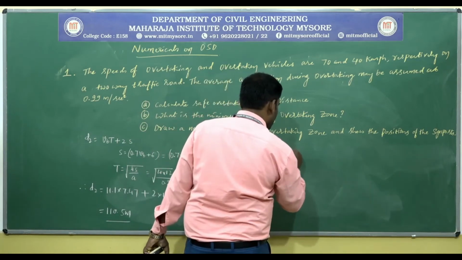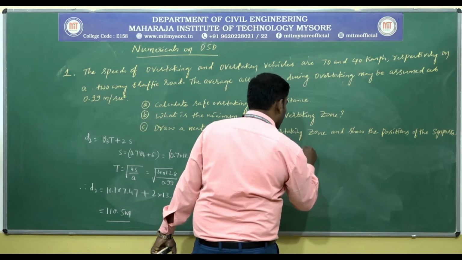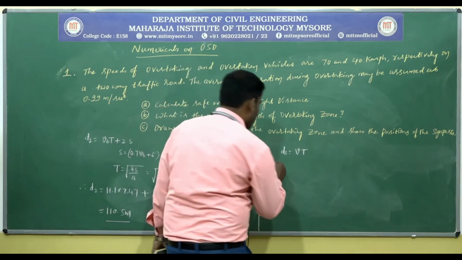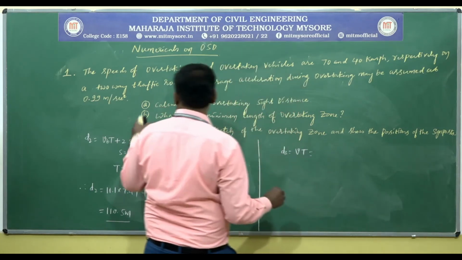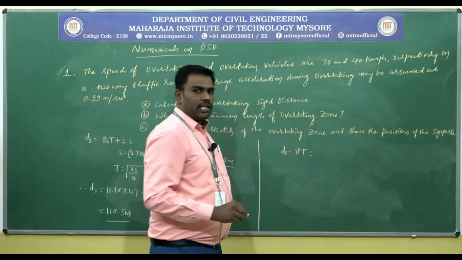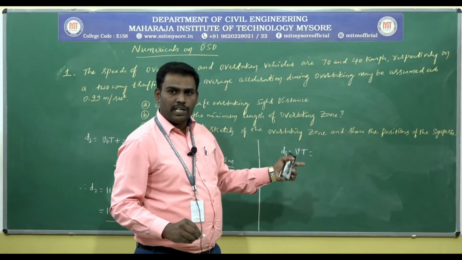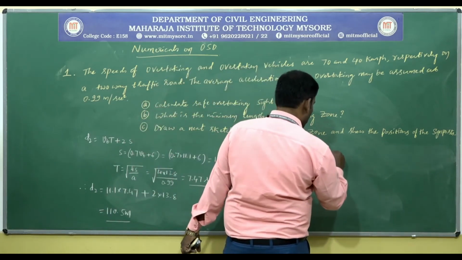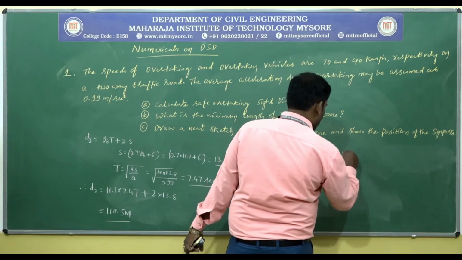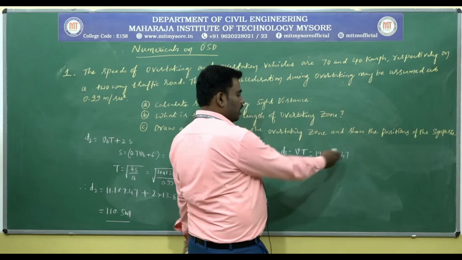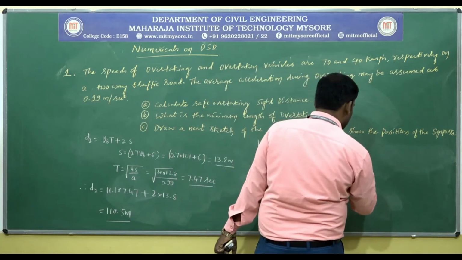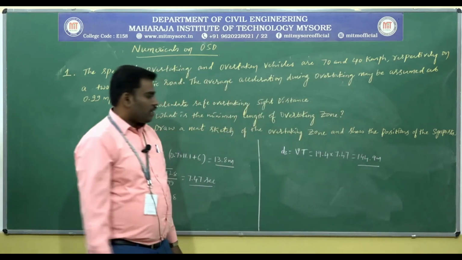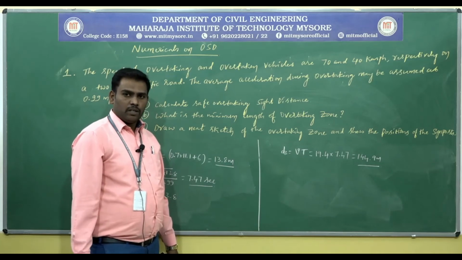D3 is equal to V into capital T, where V is the speed of the overtaking vehicle. Therefore D3 is equal to V, that is 70 km per hour, which in terms of meter per second is 70 divided by 3.6, about 19.4, multiplied by 7.47, the overtaking time. You may get about 144.9 meter.